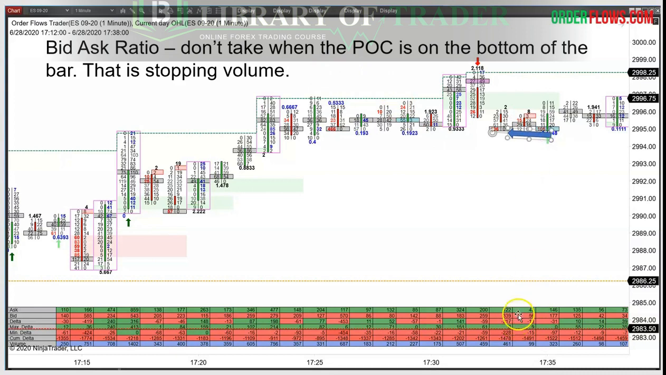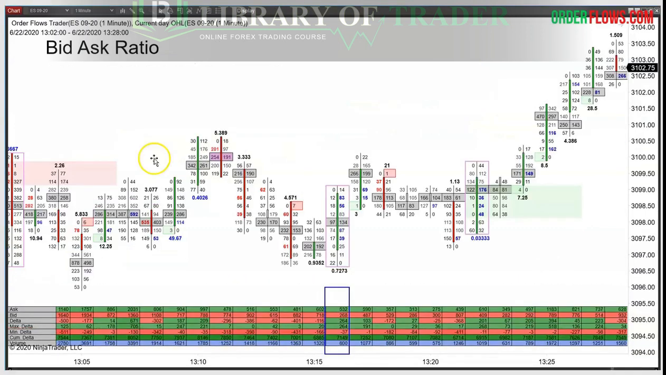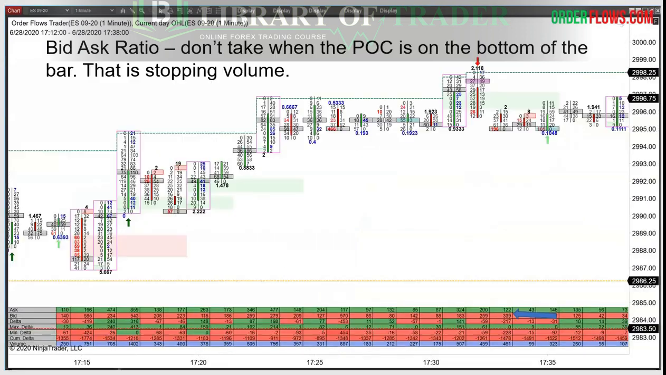Okay, you can see what's happening, right? This bar, point of control right on the bottom. Look at the volume numbers, 122 versus 339. So 339 is more than 2 to 1. But what you have is the stopping volume coming in there. All right, what you want is the point of control somewhere in the middle of the bar, ideally, like here.